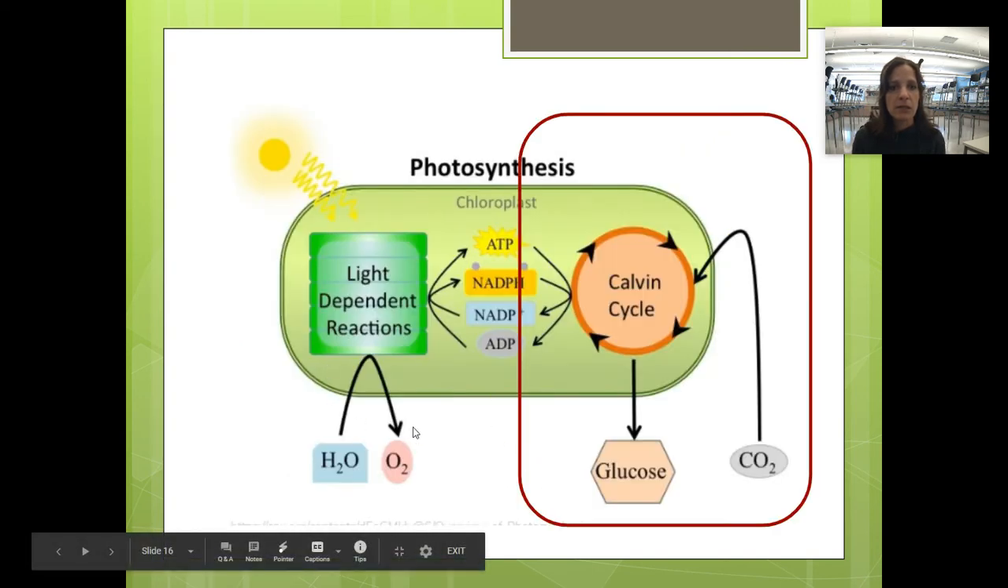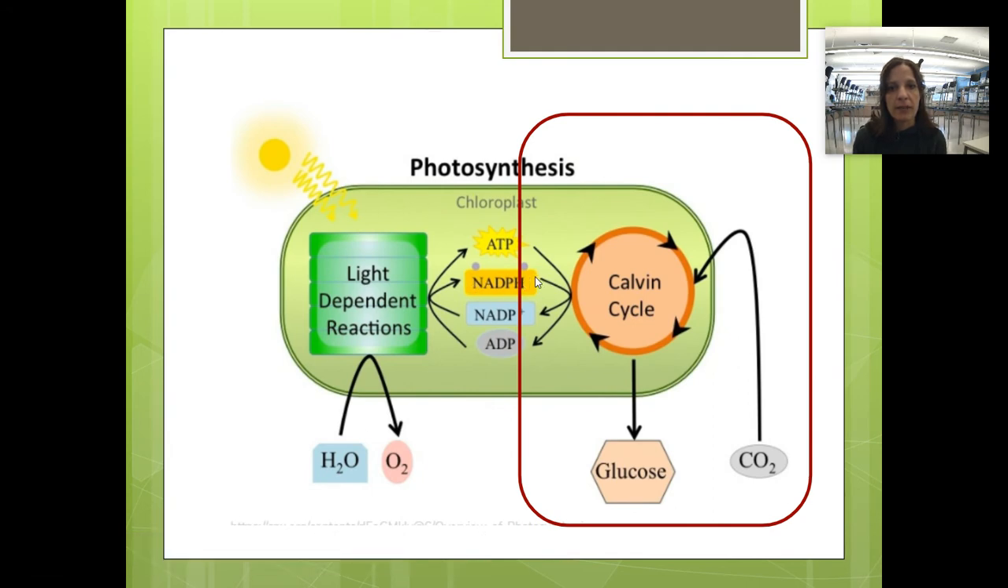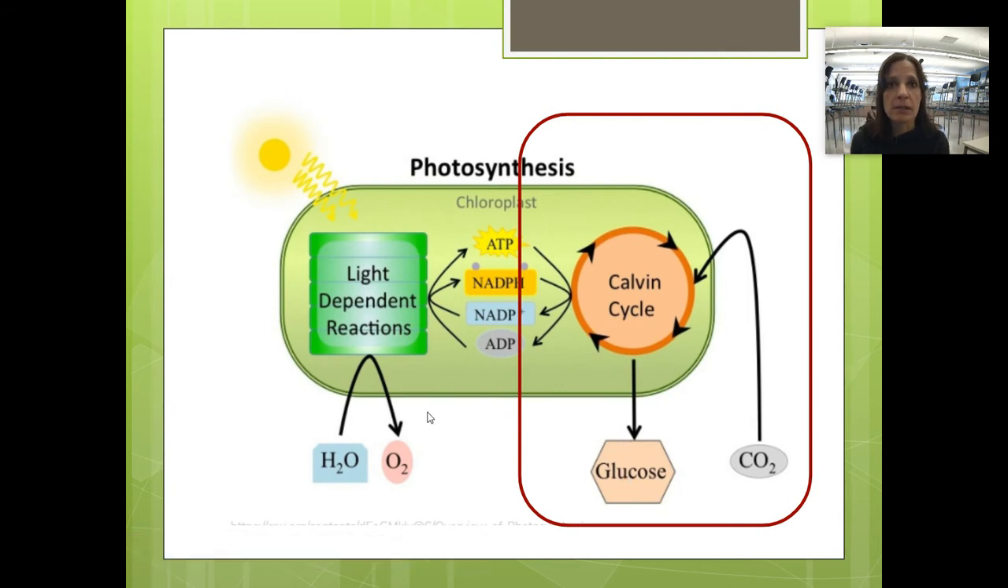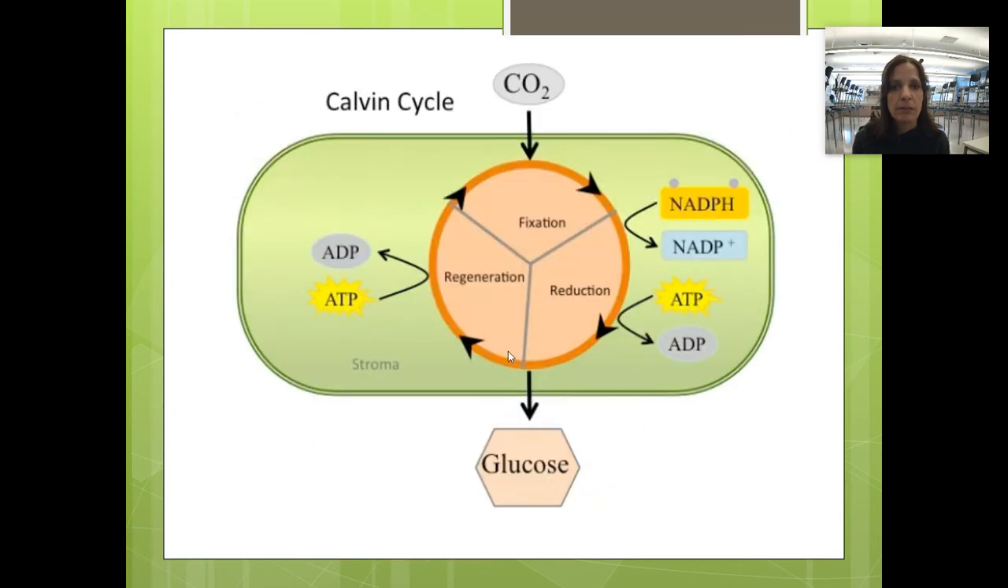Okay, so we've just done this whole part, right? And now we're going to talk about how NADPH and ATP are used in the Calvin cycle along with carbon dioxide to make the ultimate thing that we need to do in photosynthesis, which is to make glucose. Okay, so go ahead and draw this picture. So this Calvin cycle happens in the stroma, which is basically like the cytoplasm of the chloroplast.